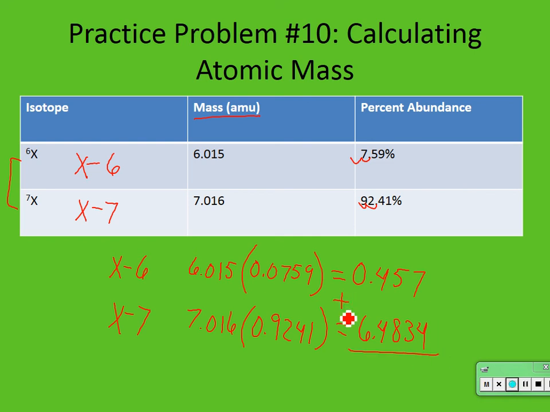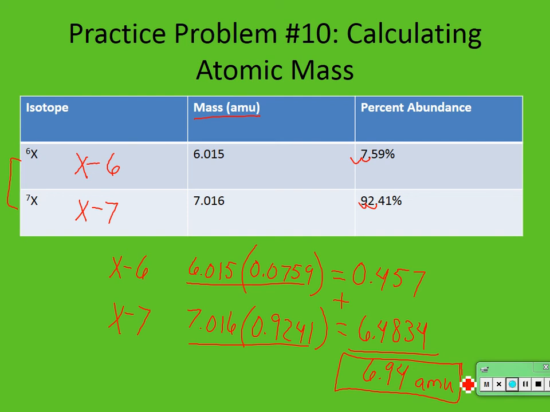Because we've taken the weighted average now. This and this were the weighted average. Now let's add those two masses together. Are you getting 6.94 AMUs? Okay. So that would be the atomic weight of this element X. 6.94 AMUs.